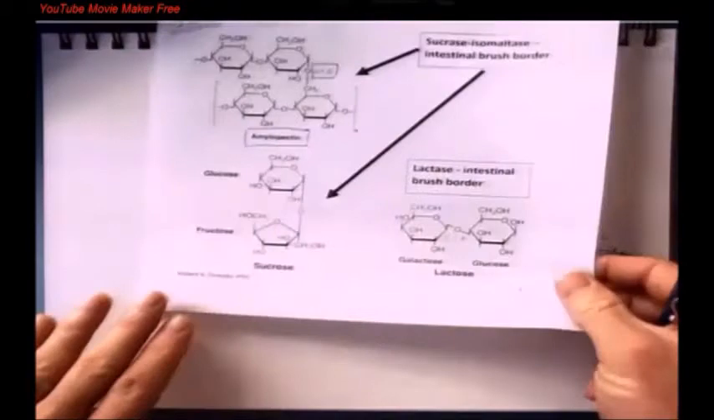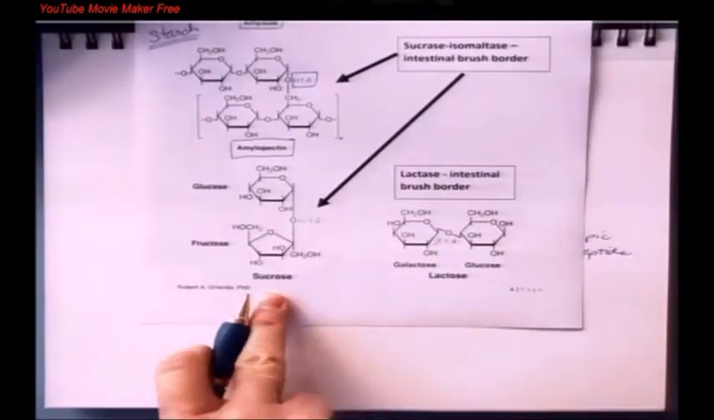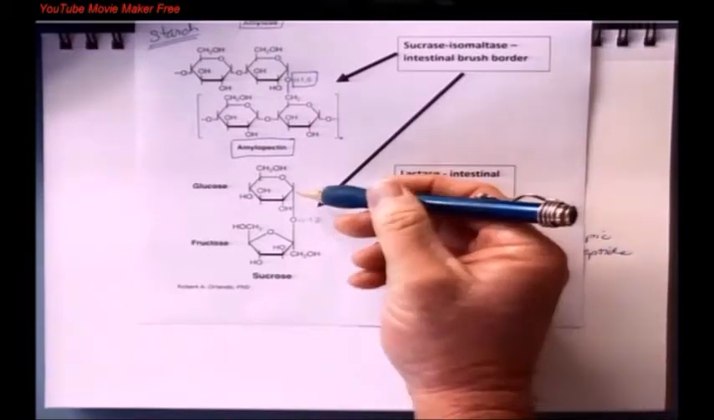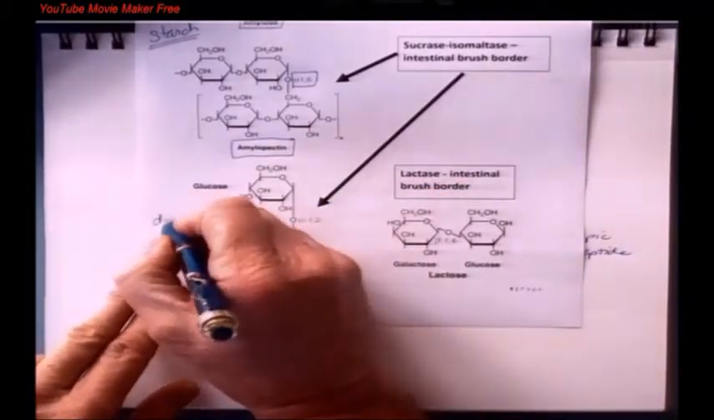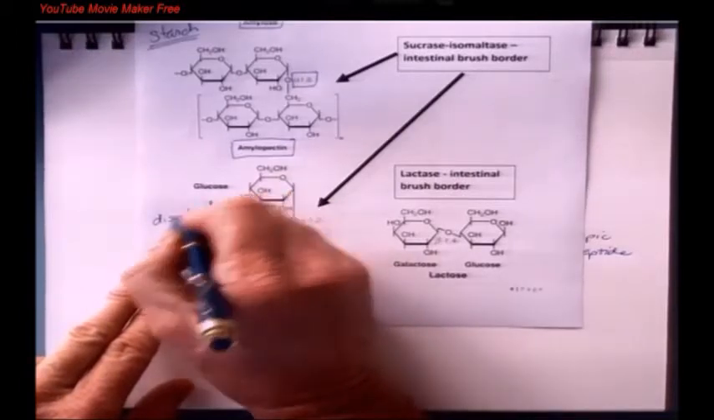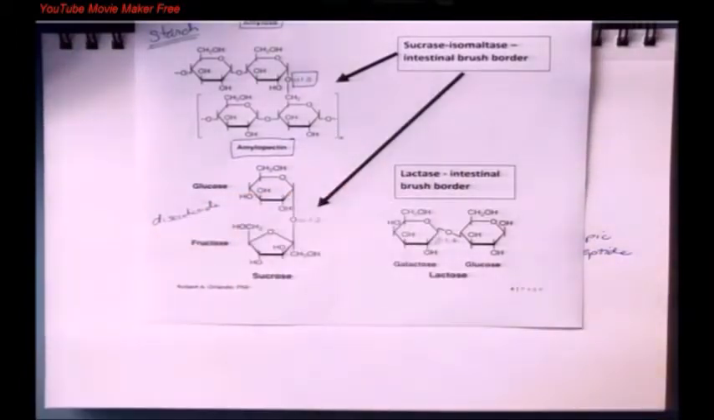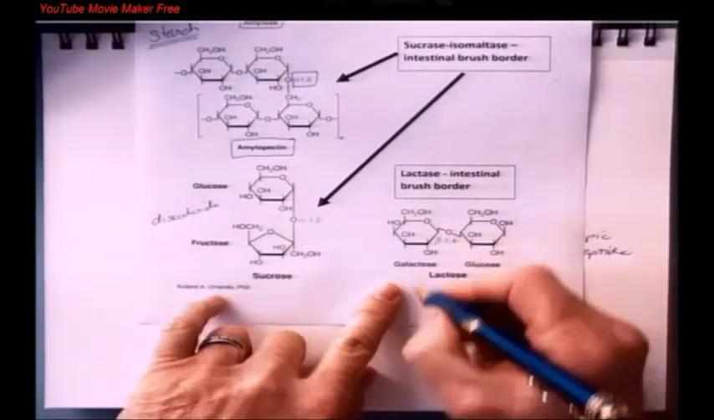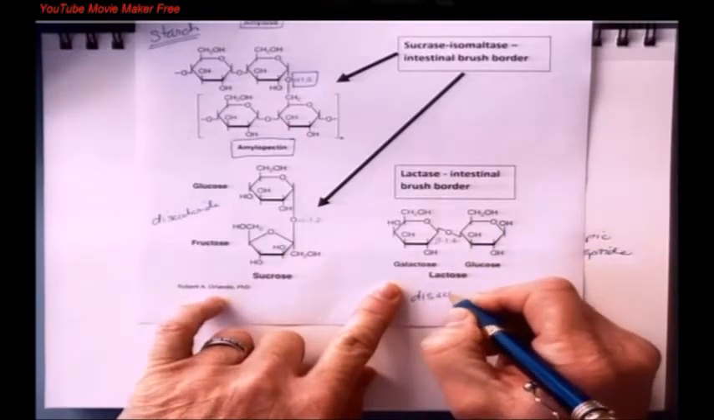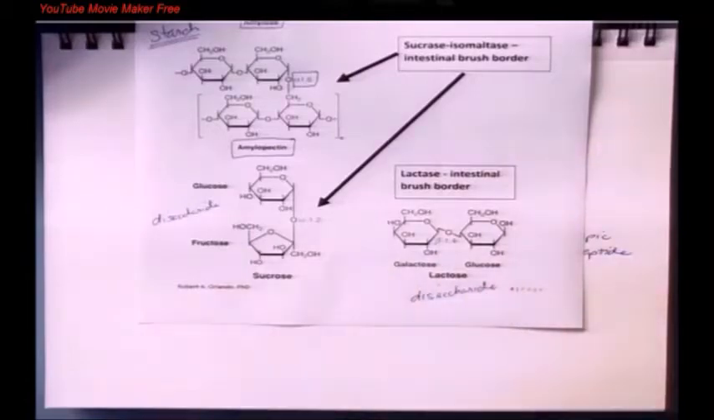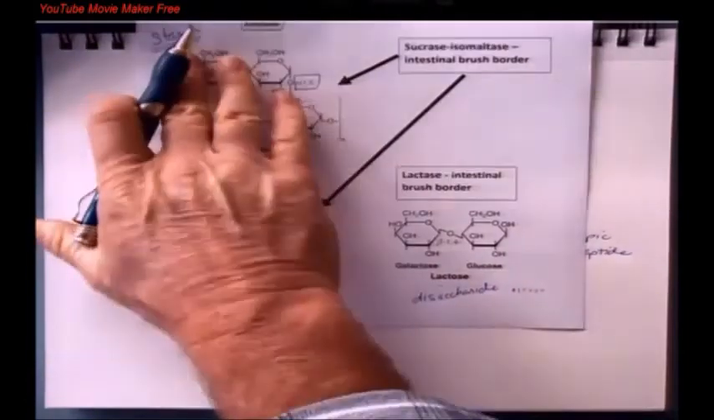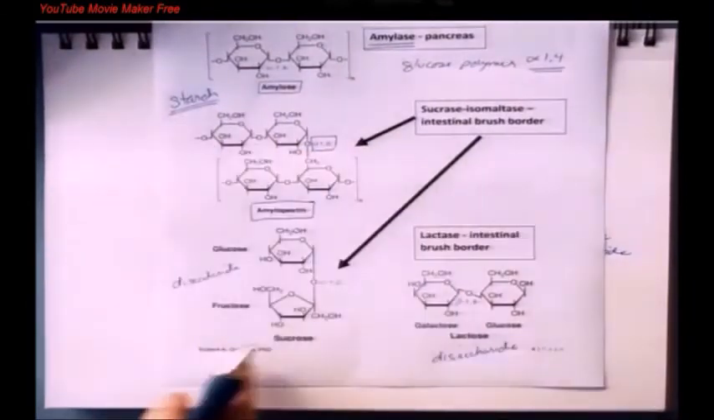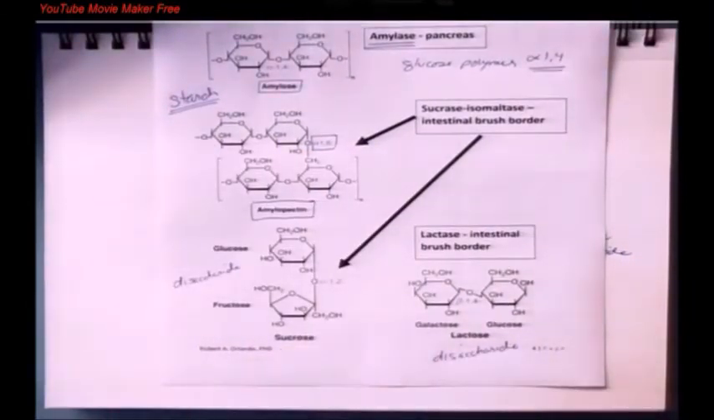So the other one is sucrose. We looked at sucrose before. This is a disaccharide because we just have simply two sugars linked together, glucose and fructose. And then the other carbohydrate in our diet, of course, is lactose, which is also a disaccharide of galactose and glucose. So these three carbohydrates, the starch, sucrose, and lactose, are the primary carbohydrates that we have to digest and absorb into our body. Okay?